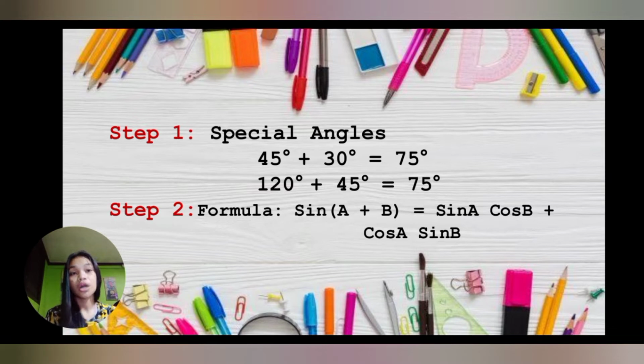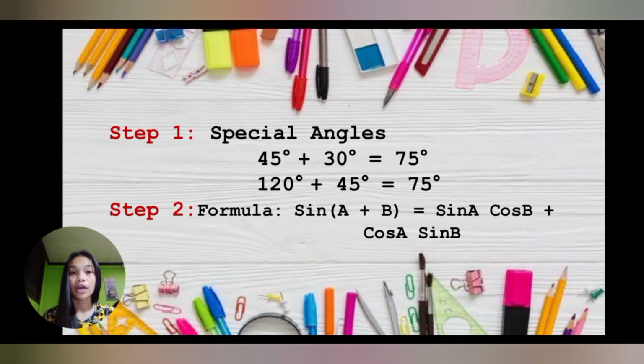So we have two special angles that equal 75 degrees. 45 degrees plus 30 degrees equals 75 degrees. 120 degrees minus 45 degrees equals 75 degrees. So between the two, you can choose which one of the two you will solve. So for me, I pick the positive sign for the first one, for step 2.